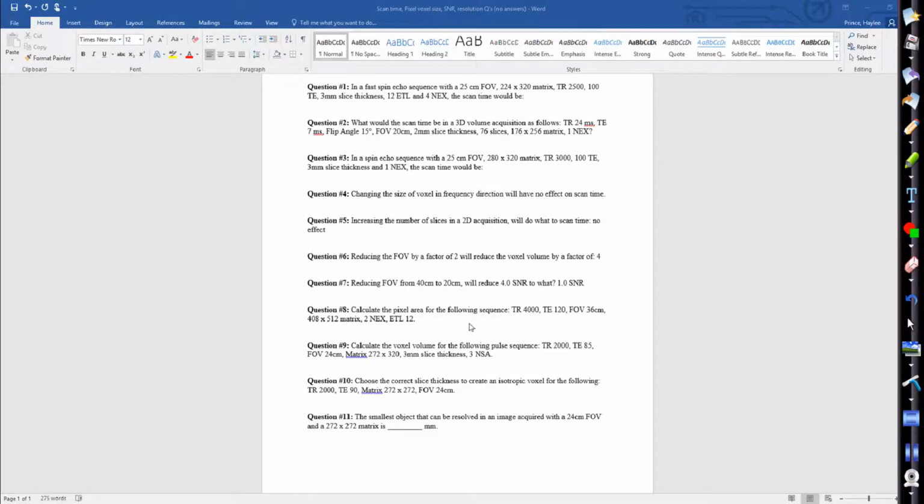So our equation is going to look like this. We first have to convert field of view from centimeters to millimeters. That's an easy conversion. You just multiply it by 10. So now we have 360. And we have to divide that by our phase direction. So 360 divided by 408. And then now we have to multiply that by 360 divided by 512. So you have to do it for both the phase and the frequency direction.